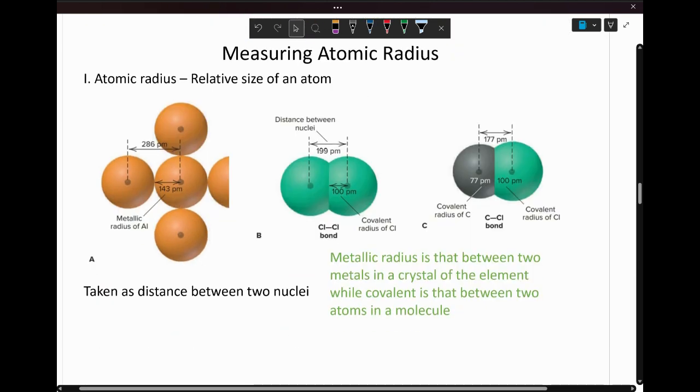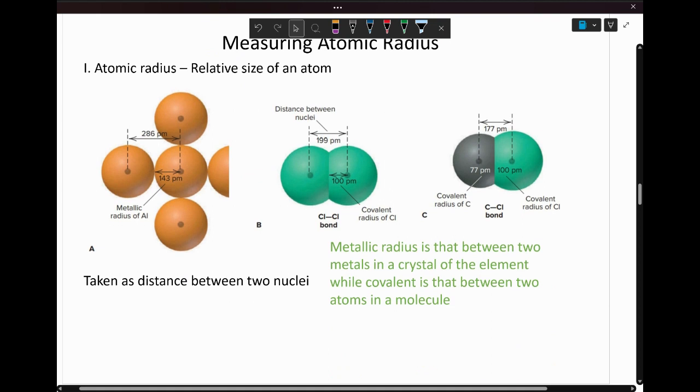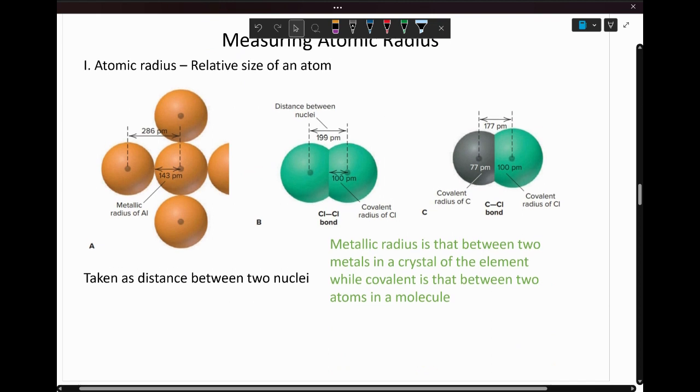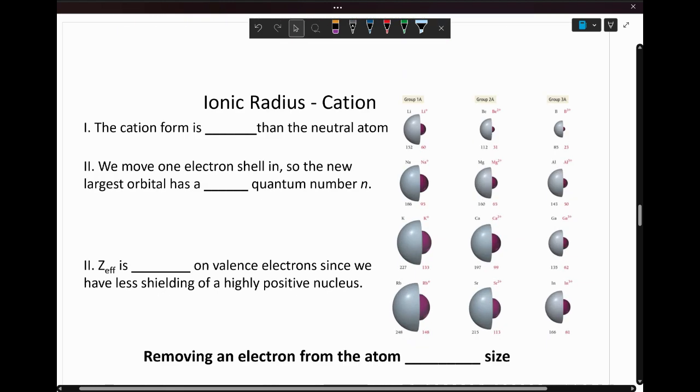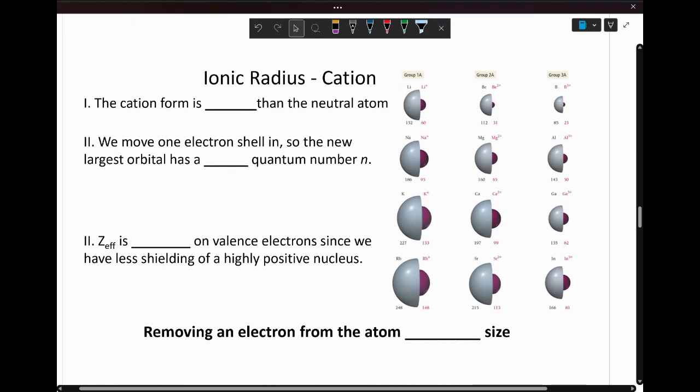We talked about how you measure atomic radius. It's just the distance between two of these atoms that are bound together. You measure that from nucleus to nucleus, and then you take half that distance to say what the radius of each given atom is. Now, what we're going to talk about is the radius of ions. So we know what ions are.